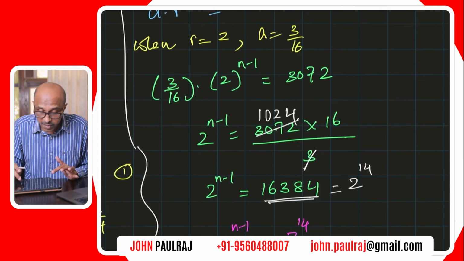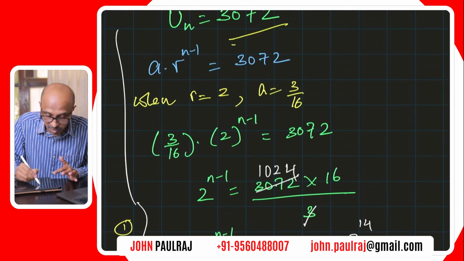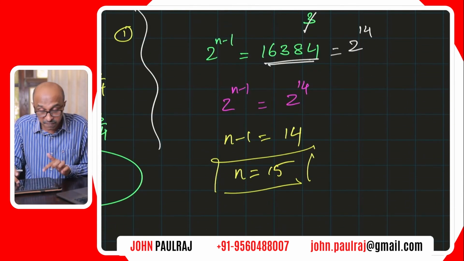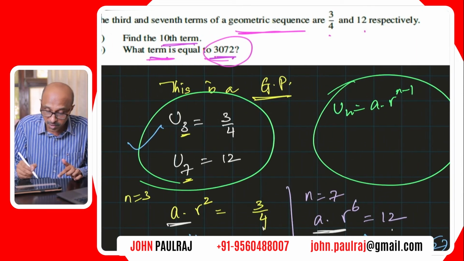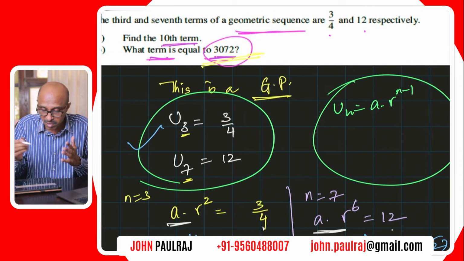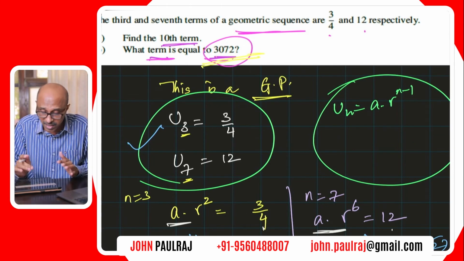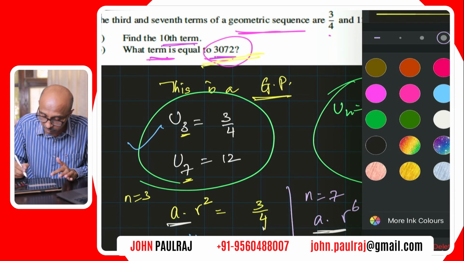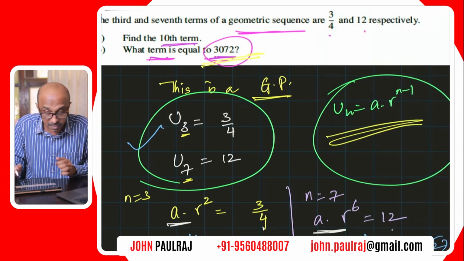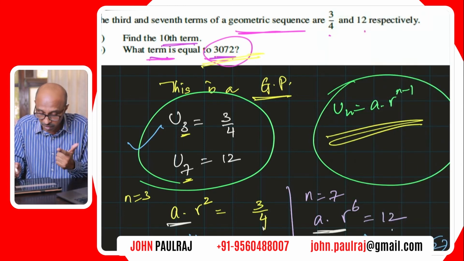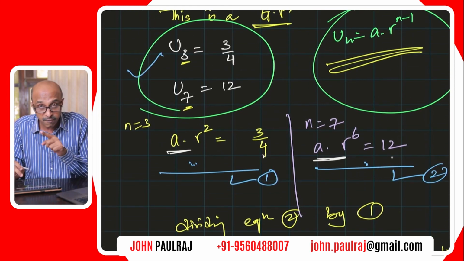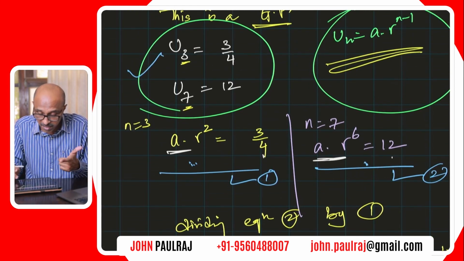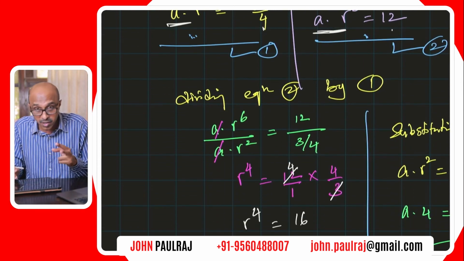So which term of the sequence is going to be equal to 3072? Well, we just saw that it is the 15th term of this geometric sequence. They asked that question, which term is equal to 3072? And all that they've given us was the third term and the seventh term, and we made use of the formula for the general term. They had not given us the value of a, they didn't give us the value of r. What we did was write down two equations using the formula for the general term, the third term and the seventh term, and then divide the two equations.